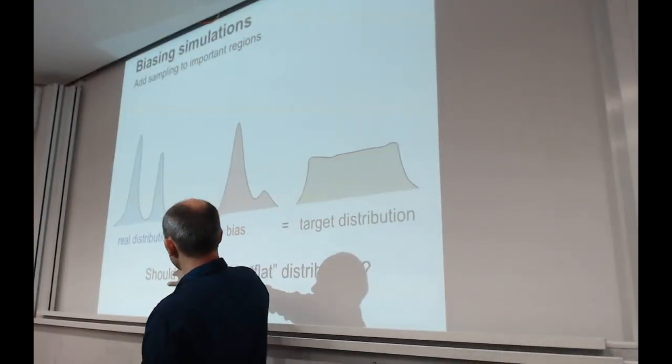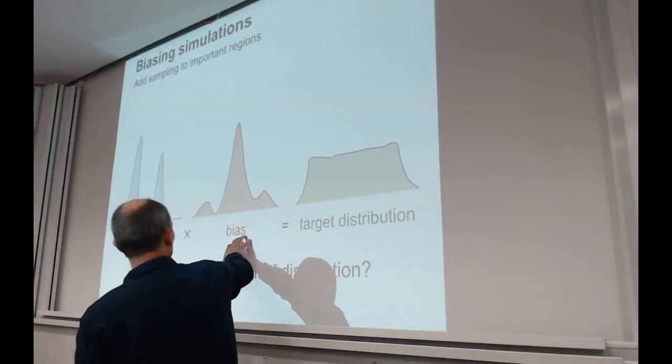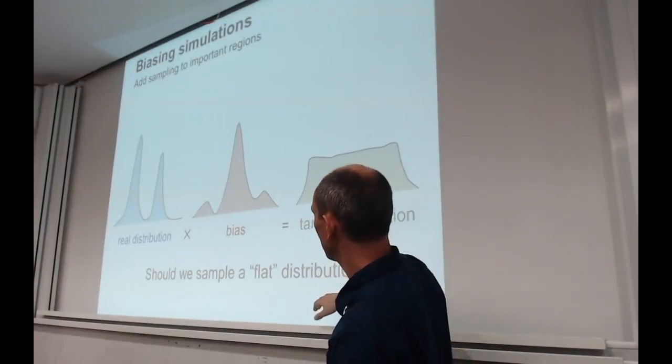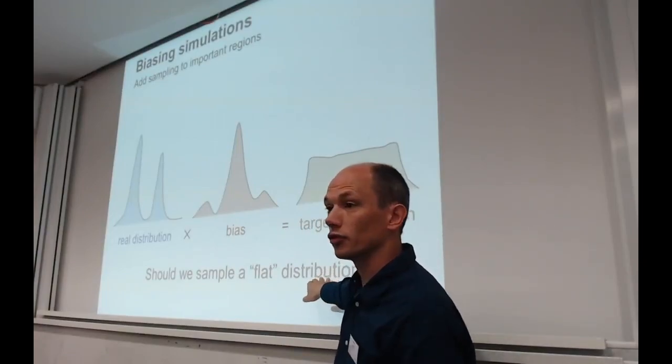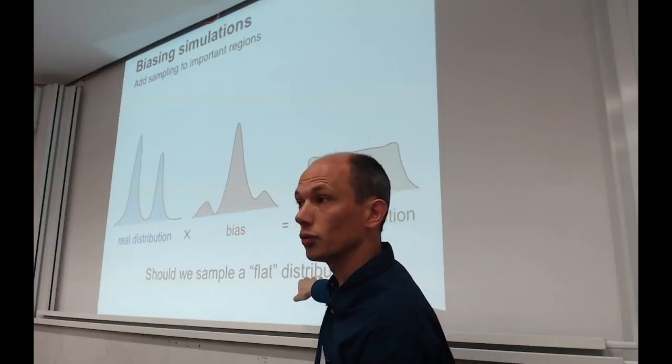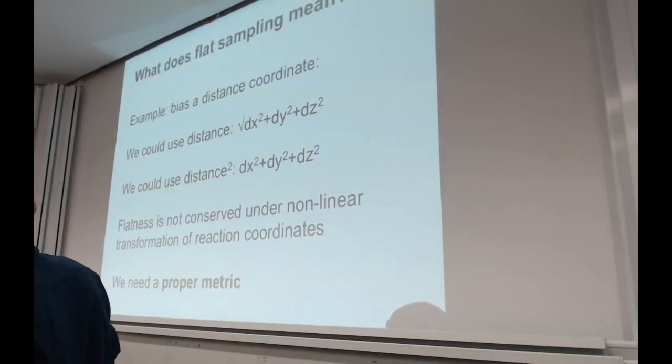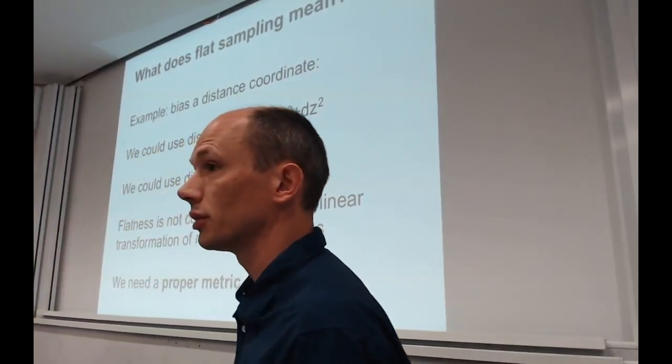we have our real distribution, we apply a bias, and we could, for instance, go to a flat target distribution. But the question is, should we actually sample a flat distribution? That's just a choice we make, and that's a common choice. But I'll show you that the concept of flat is actually problematic by itself.